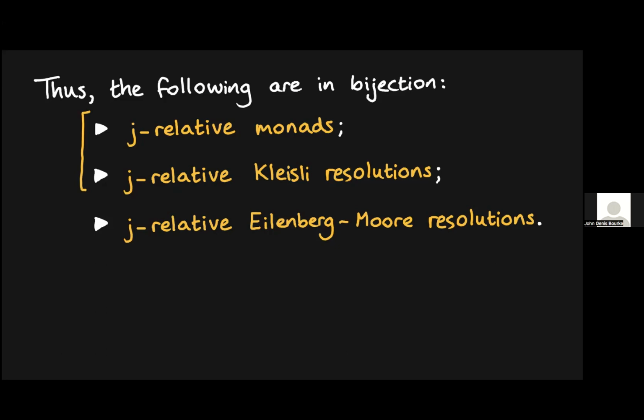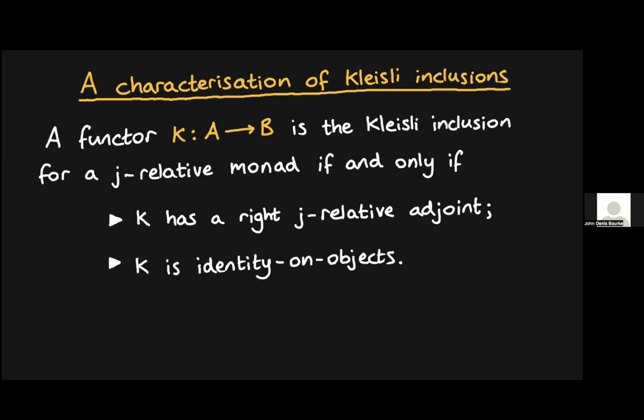So first of all, we're going to take a look at the first two of these structures and analyze the relationship between them. To do that, we're going to make use of this very useful characterization theorem. If we take some functor K from A to B, which are just categories, then the functor is the Kleisli inclusion for some J-relative monad if and only if the functor has a right J-relative adjoint and it's the identity on objects.